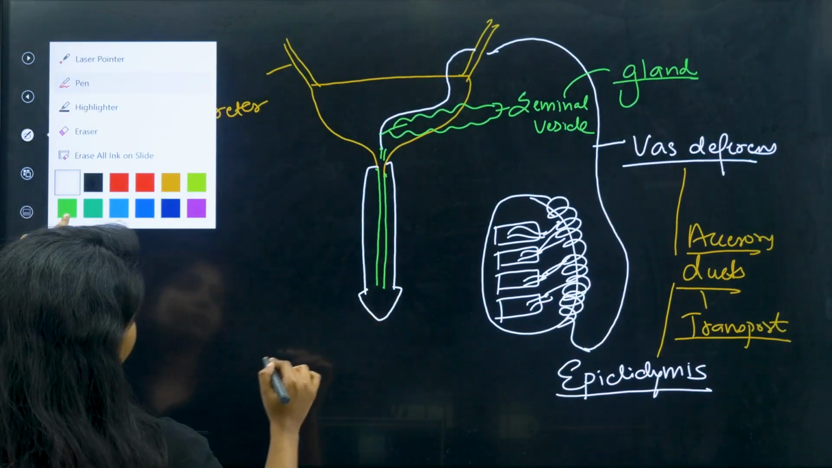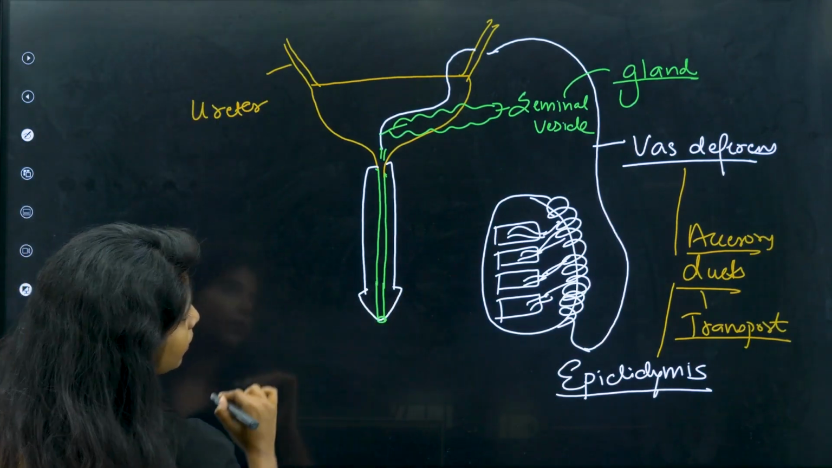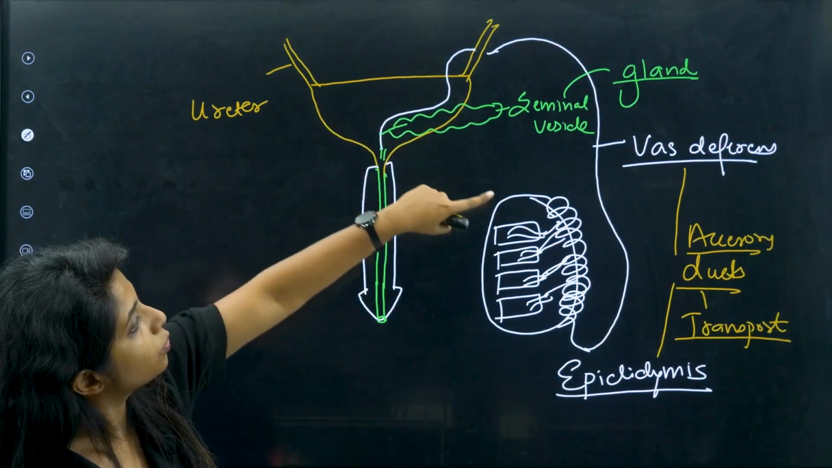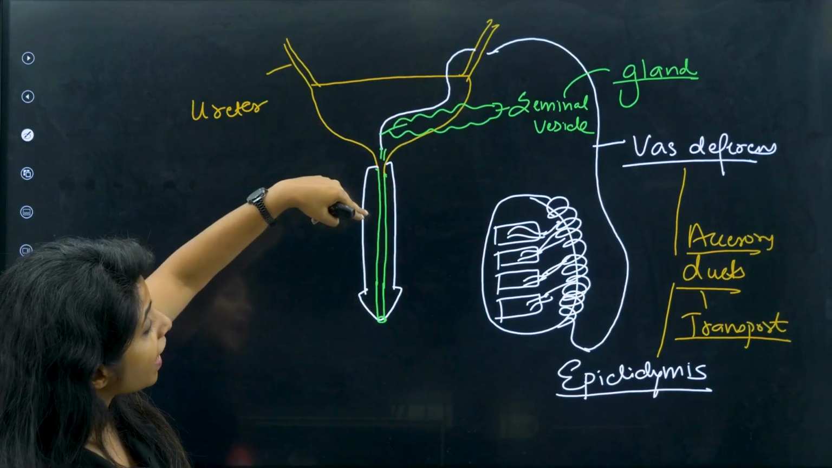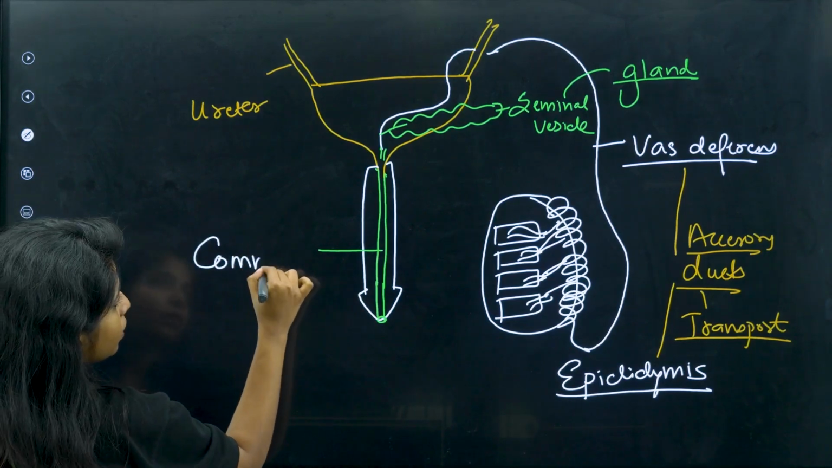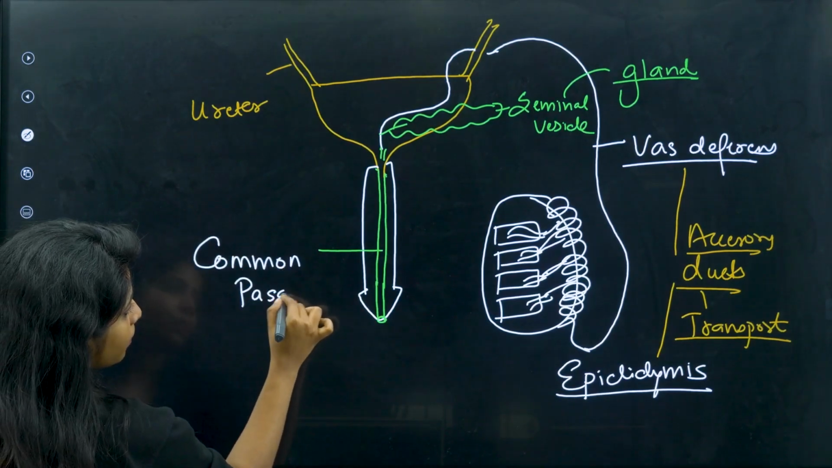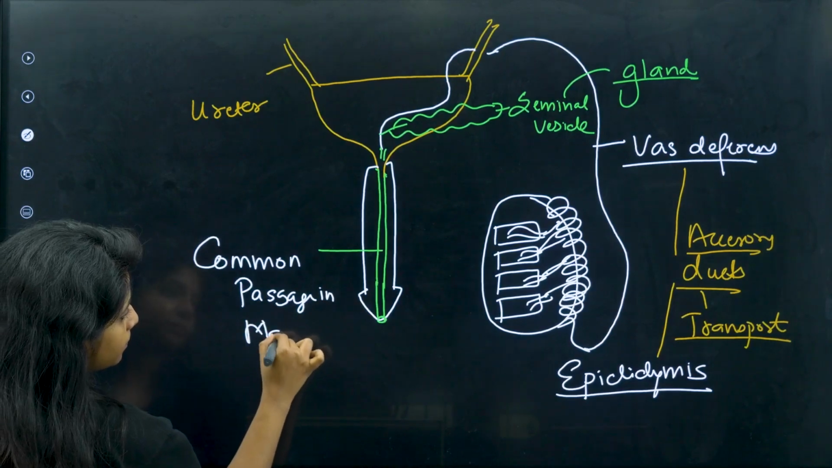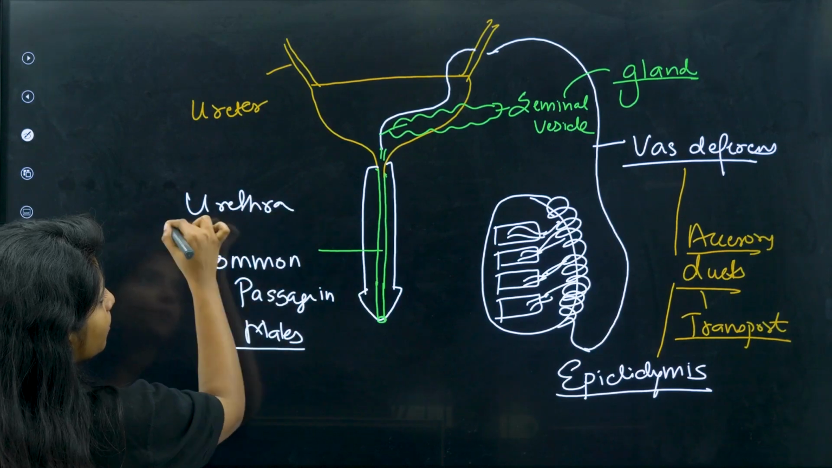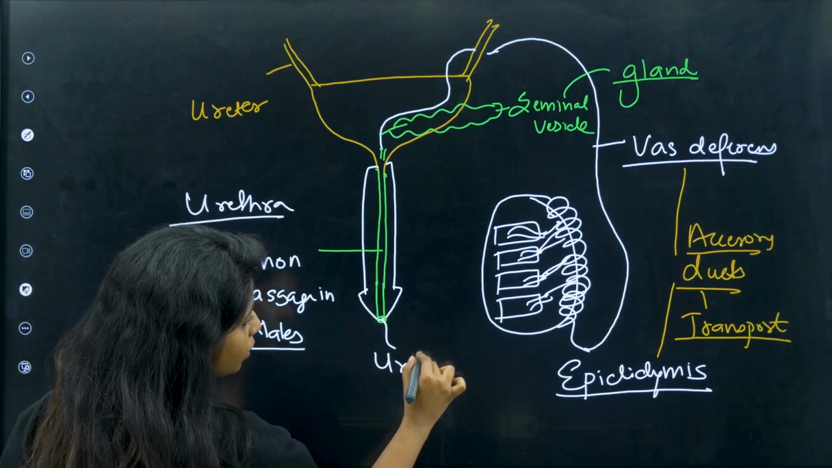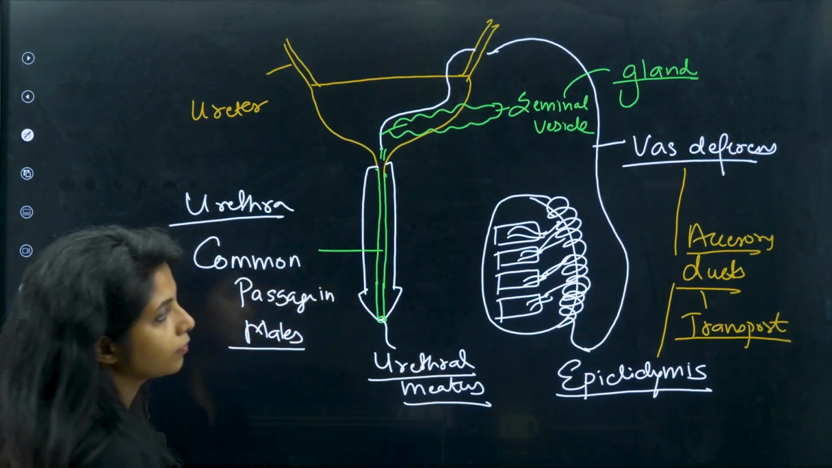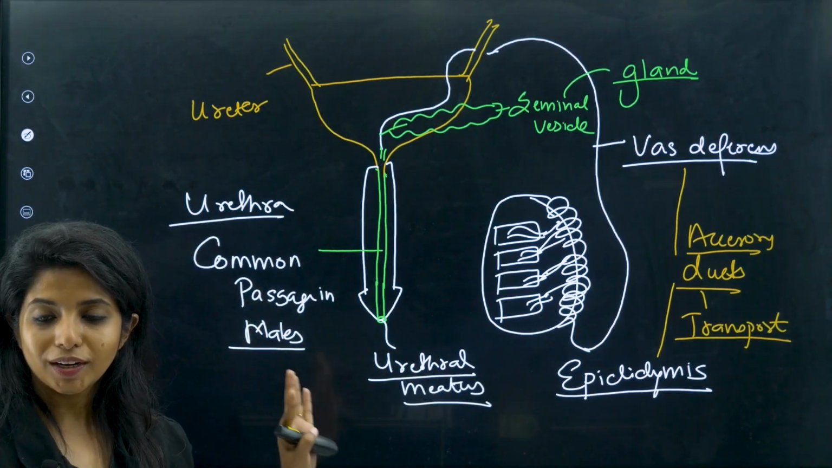Basically this is the urethra which extends from the urinary bladder and goes downwards. And from here you are getting the sperm. So sperm as well as urine have a common passage in males. This common passage is known as the urethra, which opens with the help of the urethral meatus. I hope you got that as well.